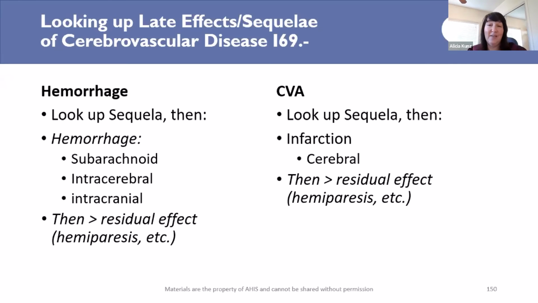Now, when it comes to CVAs, you start with the same main term, sequela. Then the next subterm is infarction. And then the next one is cerebral. Then your late effect, hemiparesis, what have you. And that's how you get your codes. Next.